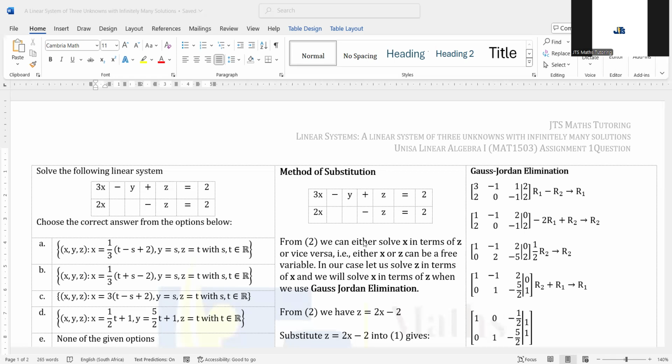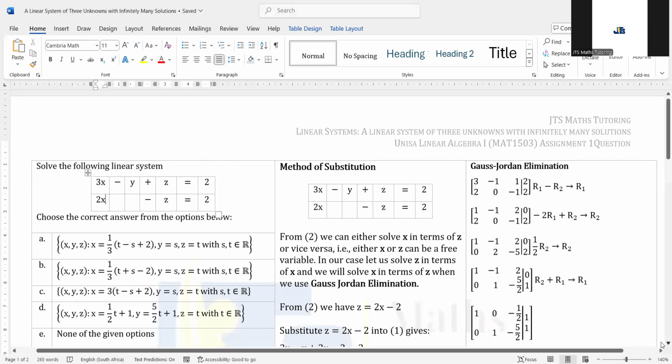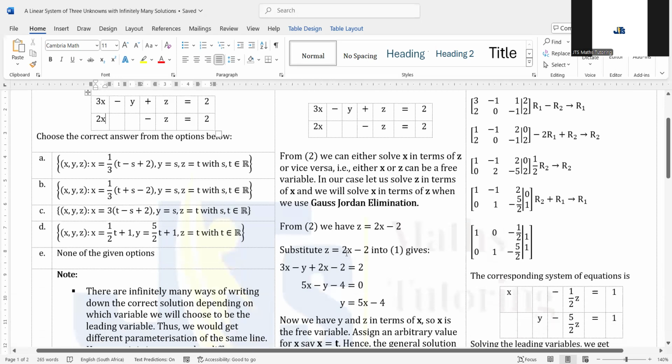From equation 2 here, you can either solve x in terms of z or vice versa. That means x or z can be a free variable. In our case here, I've decided to solve z in terms of x, and I'm going to solve x in terms of z when we use the Gauss-Jordan elimination later on. So from 2, we have z is equal to 2x minus 2.